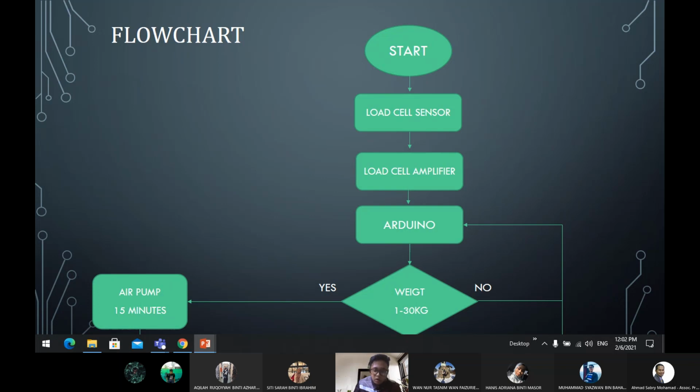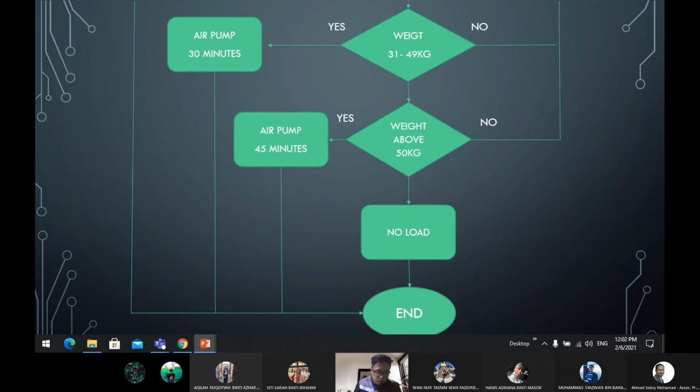Okay, after that, if the Arduino detects the weight of the user is about 31 until 49 kilograms, the air pump will turn on for about 30 minutes. And lastly, when the load cell sensor detects above 50 kilograms, the air pump will turn on for about 45 minutes. And if the load cell sensor detects no load or no pressure, the pump will stop.